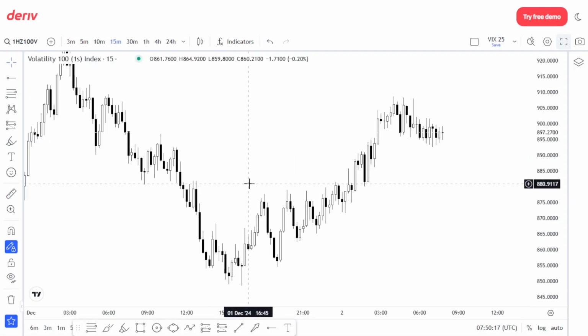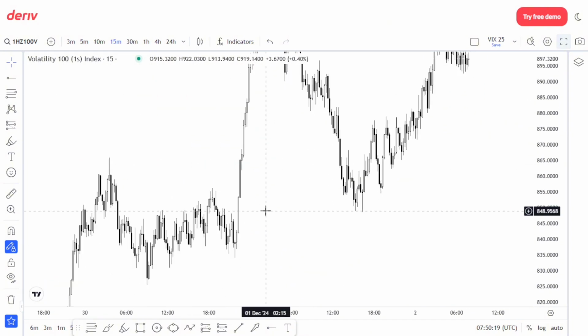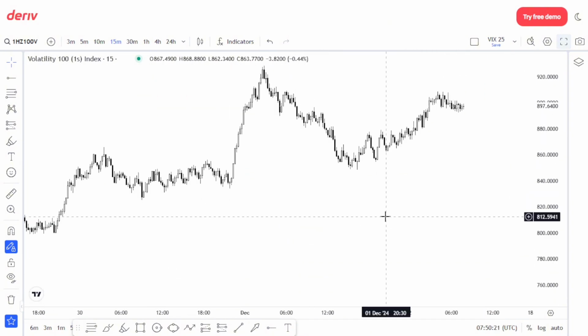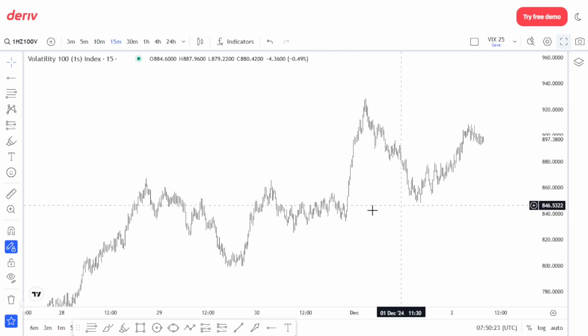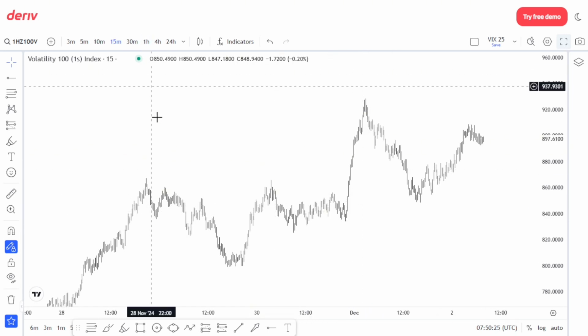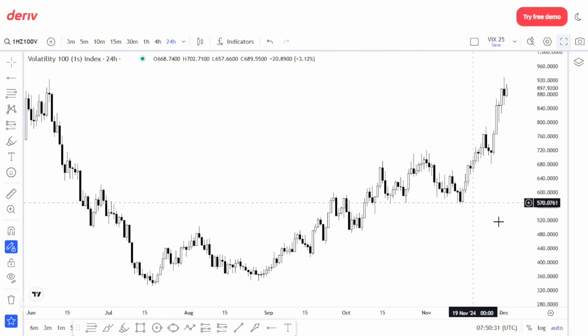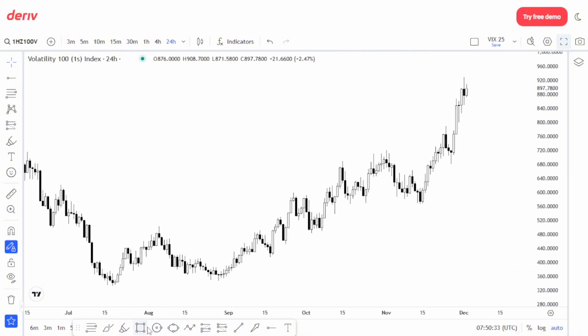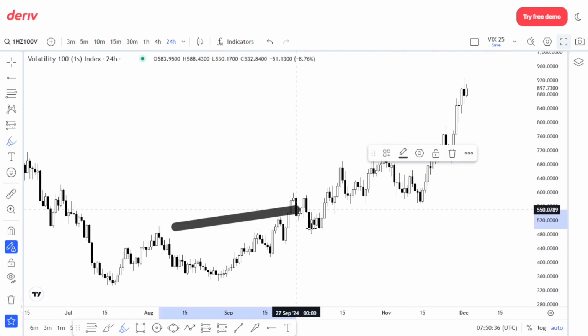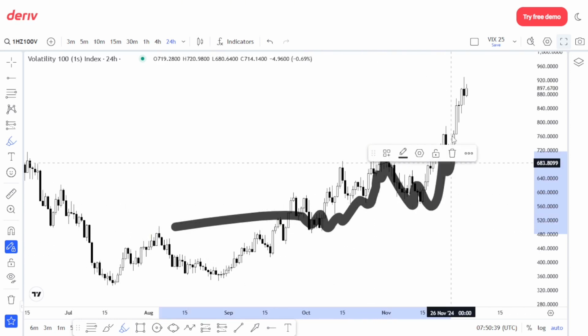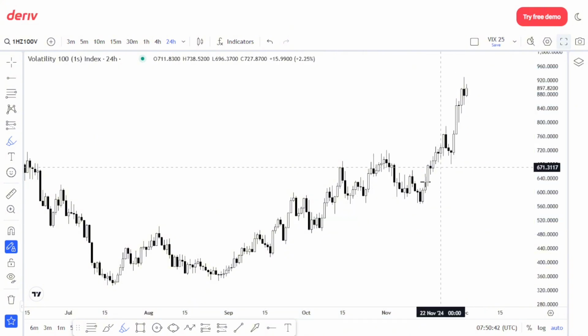The VIX 100 1 second. For the VIX 100 1 second, I think I was looking at a particular setup here, but the market did not actually come to it. So now let's go to a higher time frame. From the higher time frame perspective, what are we looking at? We are seeing a bullish market moving to the upside. We have highs and lows, and the market is just moving in that direction.